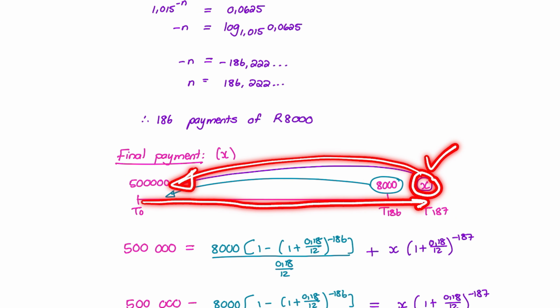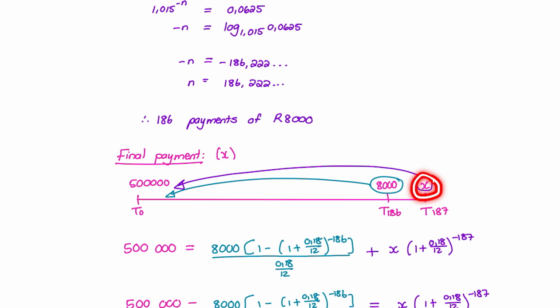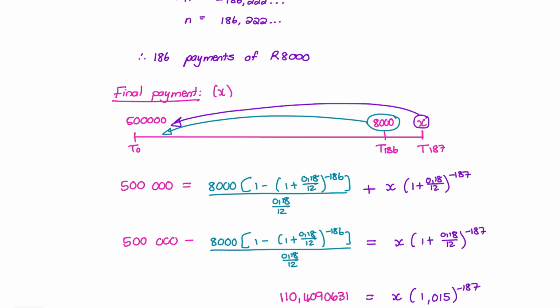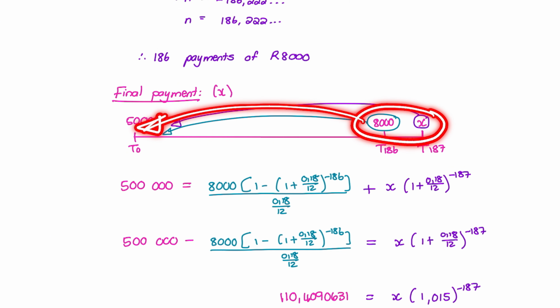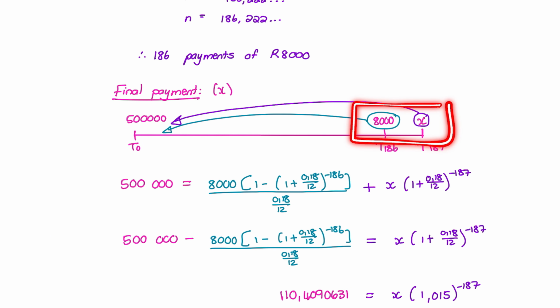So to find this final payment, I need to move all of these payments right back to the start. So the solution almost looks like an outstanding balance solution that we have had in a previous video. But in this video, instead of moving forwards, we are moving back right to the start. So let's see what happens.